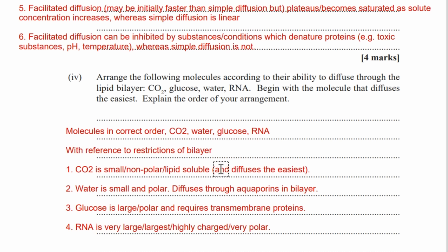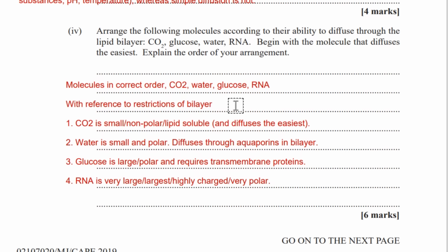So basically, you just try to justify why you have that order. The correct order is probably about 2 marks, and each justification is 1. So CO2 is small, non-polar, and lipid soluble. It can actually pass through the bilayer. Water is small and polar, so usually it cannot really pass through the bilayer because of its dipole structure, and also because the tails of the bilayer are hydrophobic, so you wouldn't really expect too much water to pass through there.